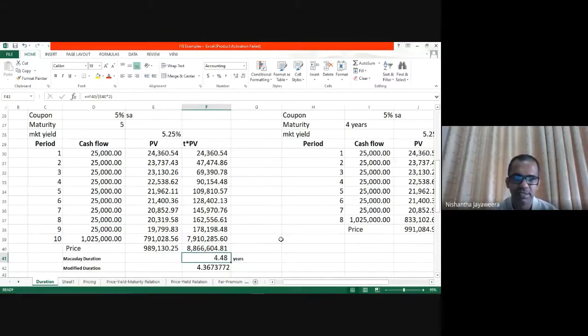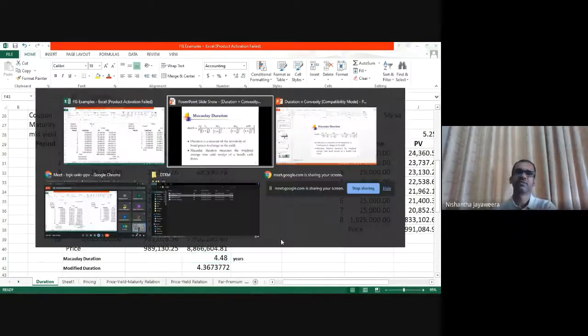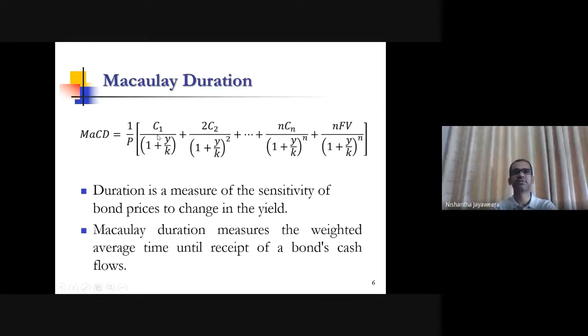But what would be the duration of a 0 coupon bond? What is the duration of a 0 coupon bond? Go back to the equation. What would happen? All these cash flows, present values, in a 0 coupon bond, what are these figures?